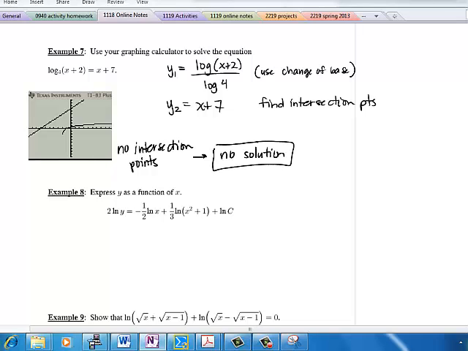Right, so the key was to be able to switch using the change of base formula to be able to graph the log base 4 of x plus 2. And then once we had those graphs, we saw, wait, there's not even any intersection points, so no solution. So usually there will be solutions to these equations, but every once in a while they'll throw in an example where there aren't any, and that's how you see that. There's no intersection points.